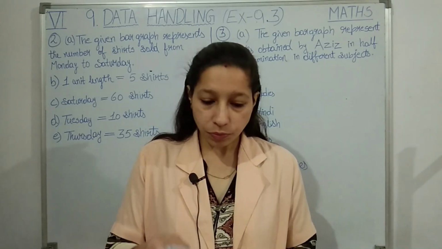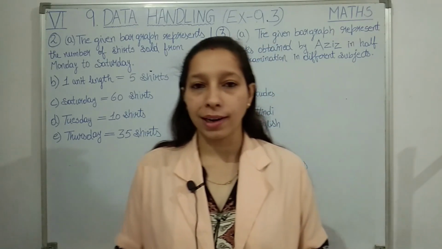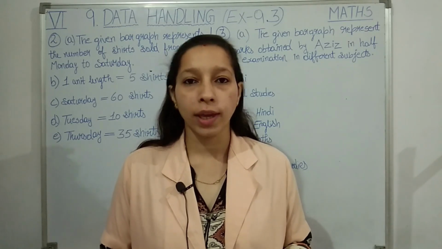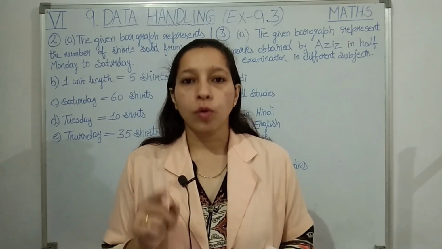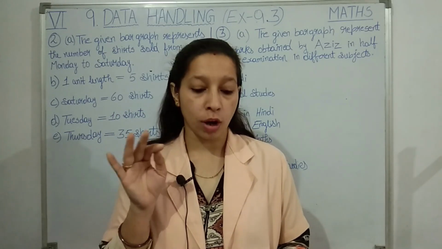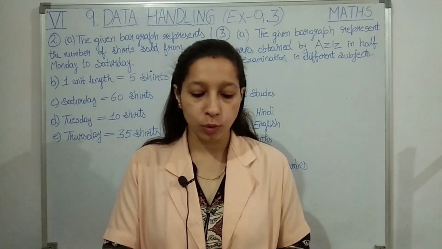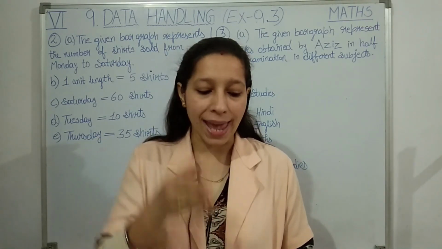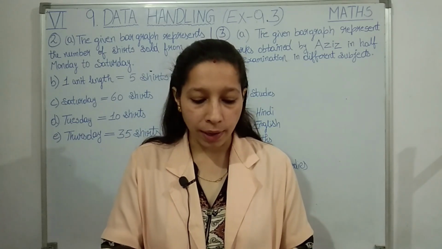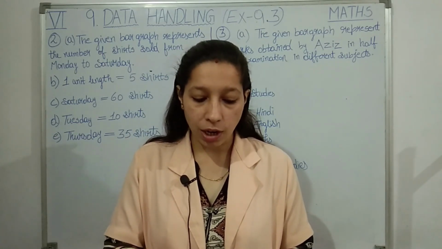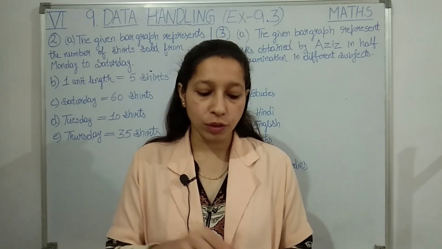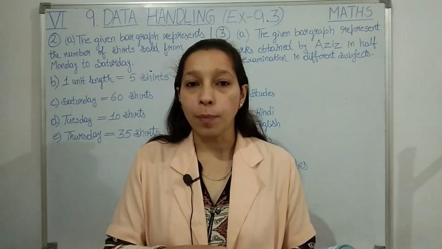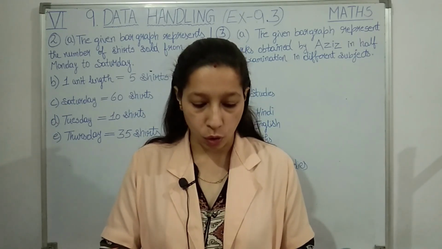Now let us see. What is the x-axis showing in your bar graph? It is showing number of shirts sold. Then what is the y-axis showing? It is showing days. Okay, you have to look into the bar graph in your textbook. According to that only we are going to answer the question. So students, the x-axis is showing number of shirts sold, the y-axis is showing days. Now you are going to tell me how many shirts were sold on Monday. You can see on Monday the graph is going up to 15. That means 15 shirts were sold on Monday.